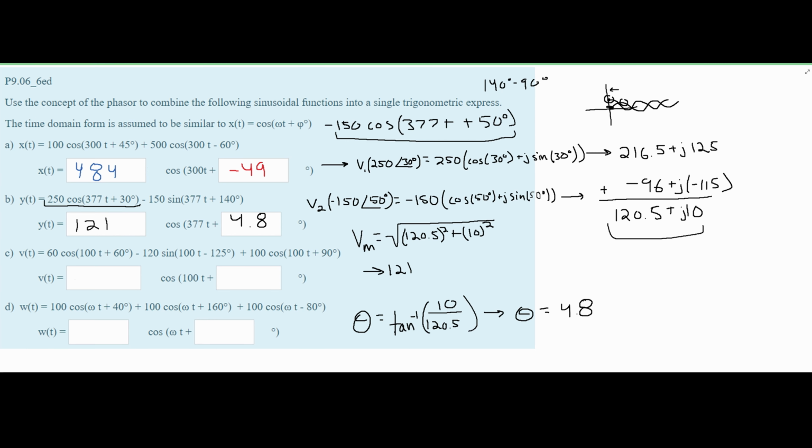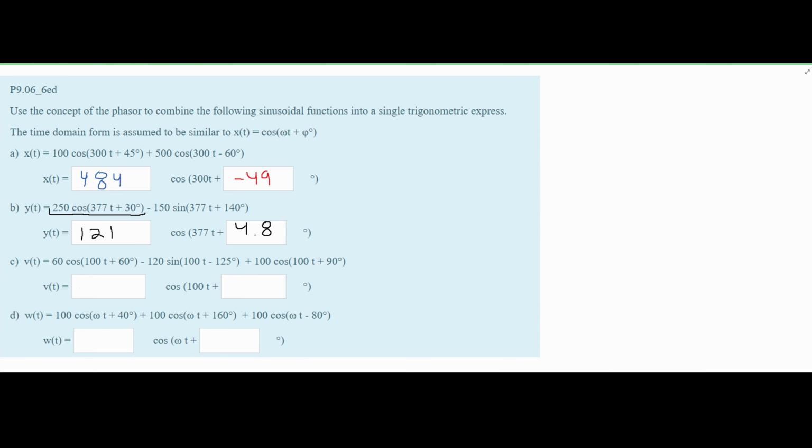Now we are going to look at part C. In part C, it is very similar to parts A and B. However, we just need to convert this sine part into cosine, because again, we need everything to be in cosine. And just so we don't lose track of everything, we are going to label this V1, this is going to be our V2, and this is going to be our V3.